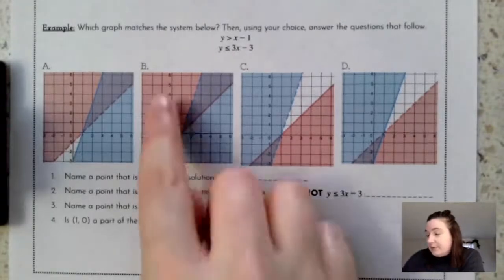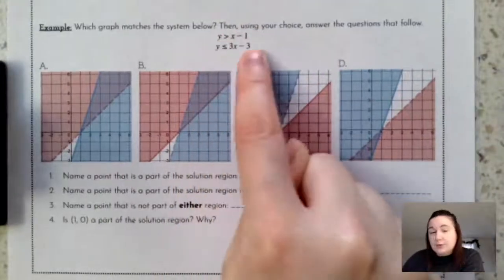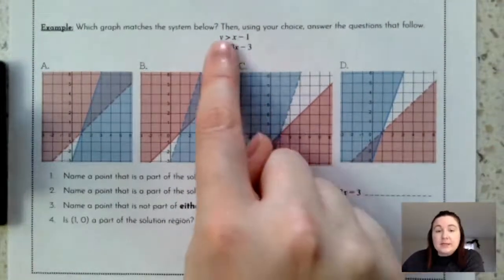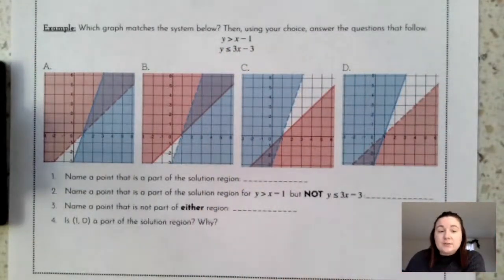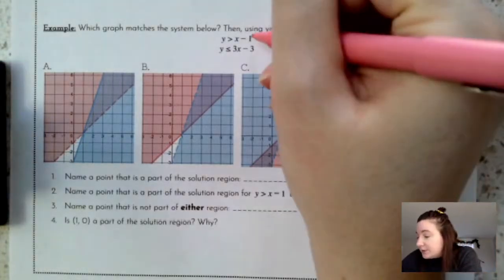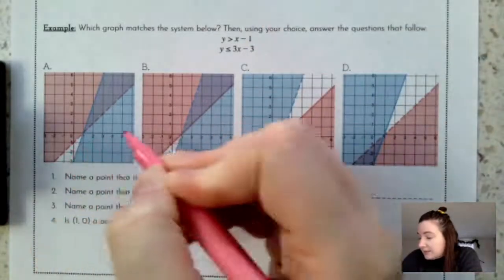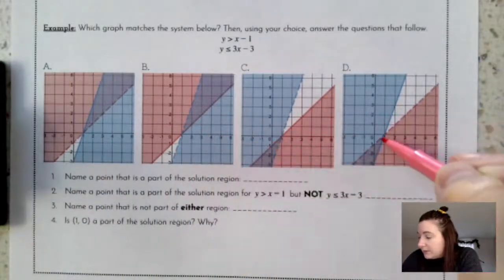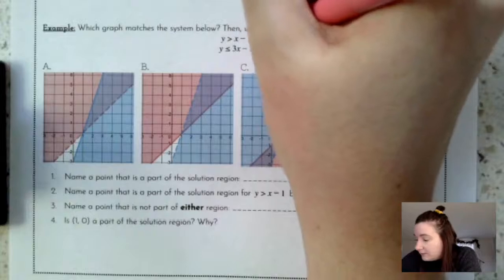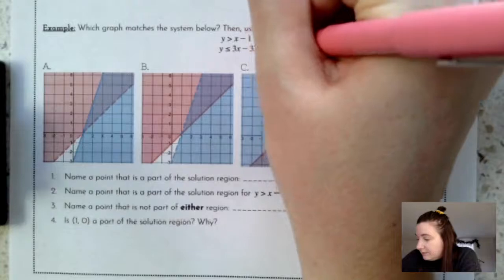So this example: which graph matches the system below, and then we have two inequalities. It doesn't tell you which one is red and which one is blue, so you have to figure that out on your own. What I do is I look for where the y-intercept is for each of them. For this one, the y-intercept is at -1, and that is down here. So it's the red line on this one, this one, this one, and this one. So it's red for all, and then that means the other one is blue for all.